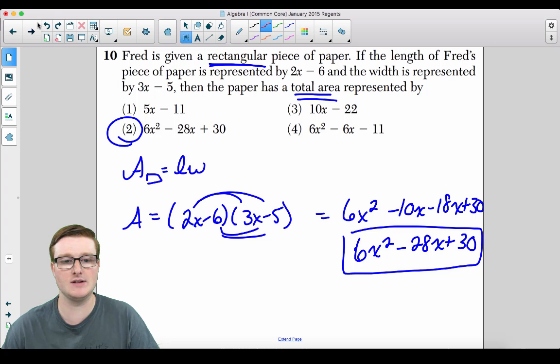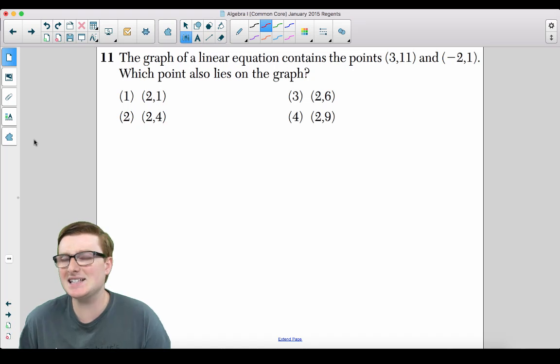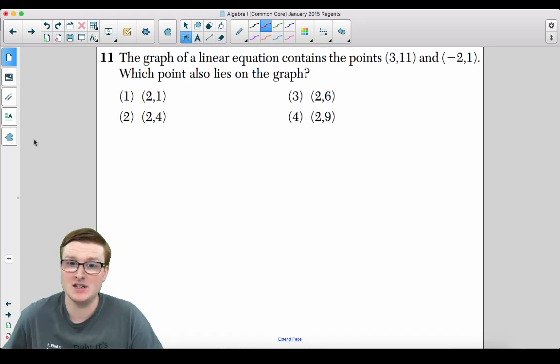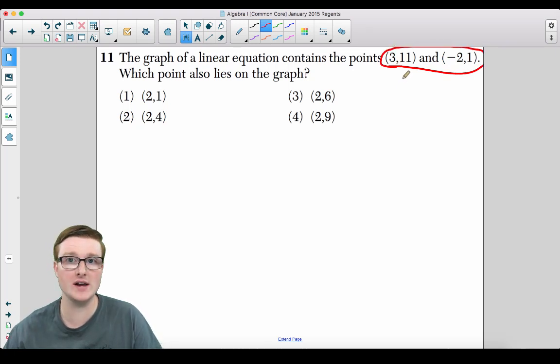All right, moving on to question 11. The graph of a linear equation contains the points 3, 11 and negative 2, 1. Which point also lies on the graph? This one takes a little bit of time to master. First and foremost, how about we do this? If we're given 2 points, can we solve for the equation of a line?